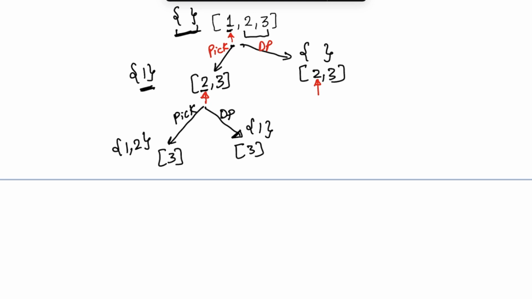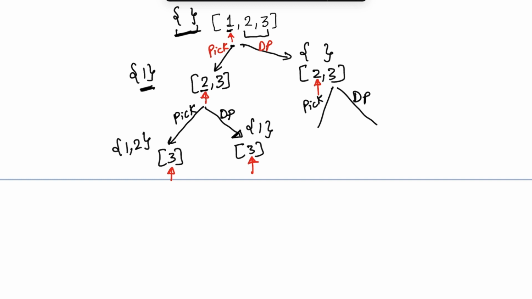Okay, now I'm at 3. Let's solve the same problem for the right subtree. I'm at 2. Now I have two options, either pick 2 or do not pick 2. Let's assume I pick 2, and then on the right side I do not pick 2.